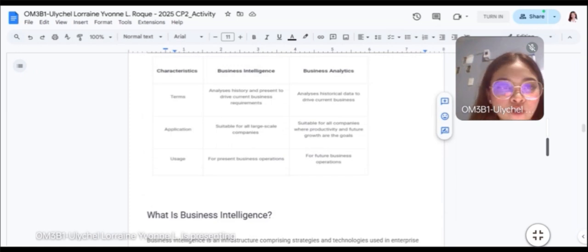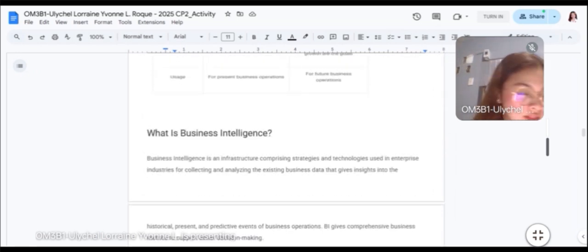We also have the characteristics of usage. For business intelligence, we have here for present business operations. And for business analytics, we have here for business future operations. So what is business intelligence?